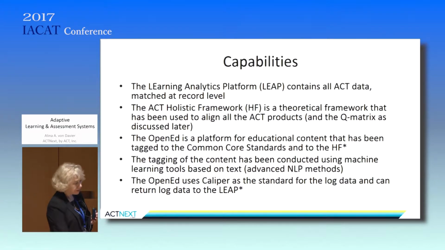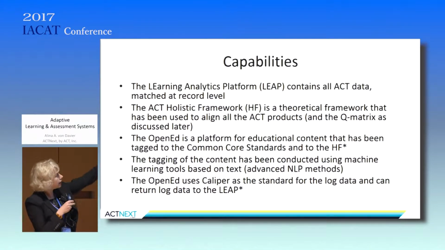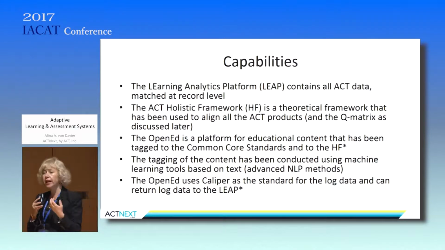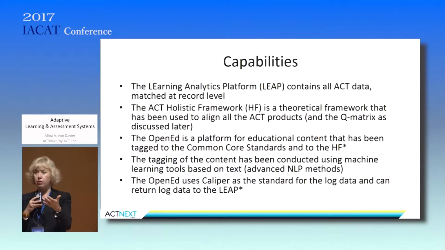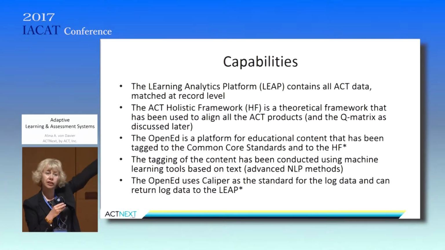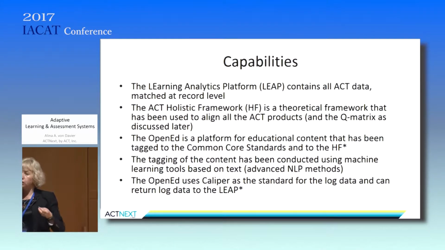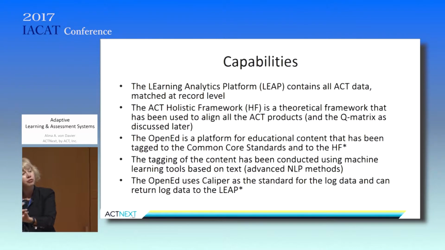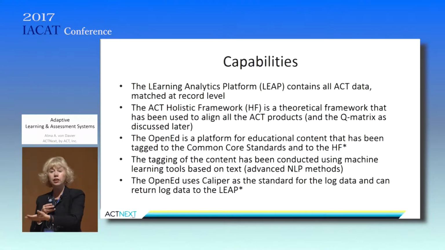So another thing I want to emphasize is that this tagging, as I mentioned before, of the content has been conducted using machine learning tools based on the text. So in other words, if they have an instructional module as a video, then first they will do speech to text, and then they will use, as I mentioned in the computational psychometric slides, this feature extraction. So what are the features that are relevant for that particular text? And then those will be aligned with the similar type of tagging that took place on the holistic framework and on the other side on the standards.